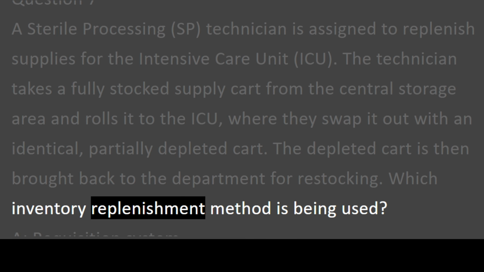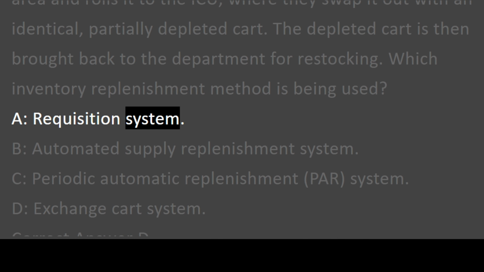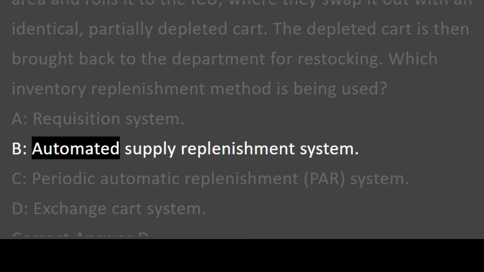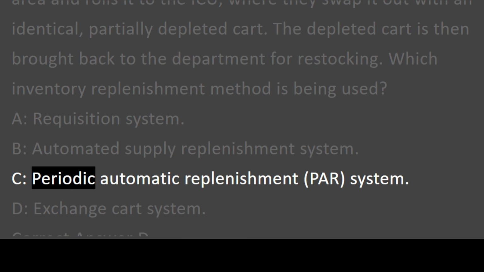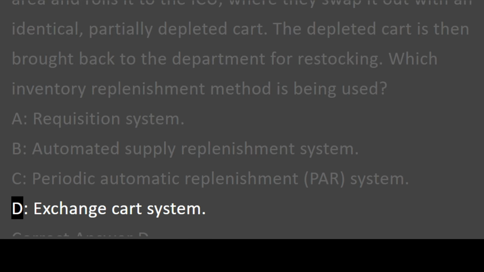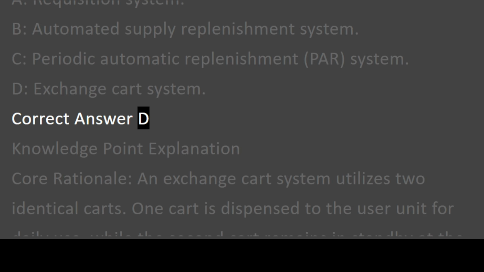Which inventory replenishment method is being used? A. Requisition system. B. Automated supply replenishment system. C. Periodic automatic replenishment (PAR) system. D. Exchange cart system. Correct answer D.